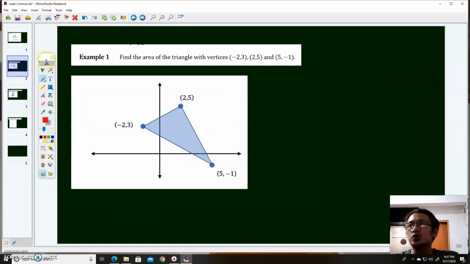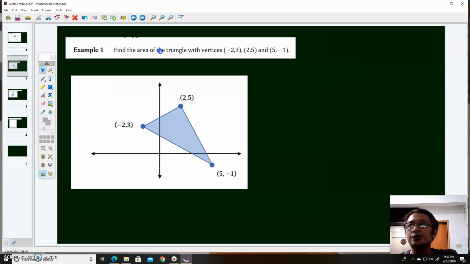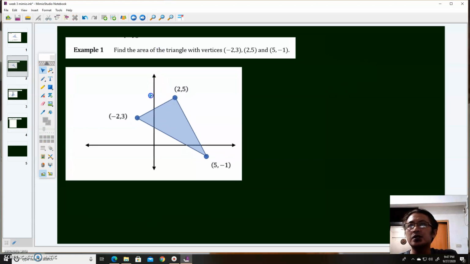So, example number 1. Find the area of the triangle with vertices (-2, 3), (2, 5), and (5, -1). As you can see, the vertices are already plotted, and the polygon is of course a triangle. Now, the first step is to set up the matrix. So, the area is 1/2.